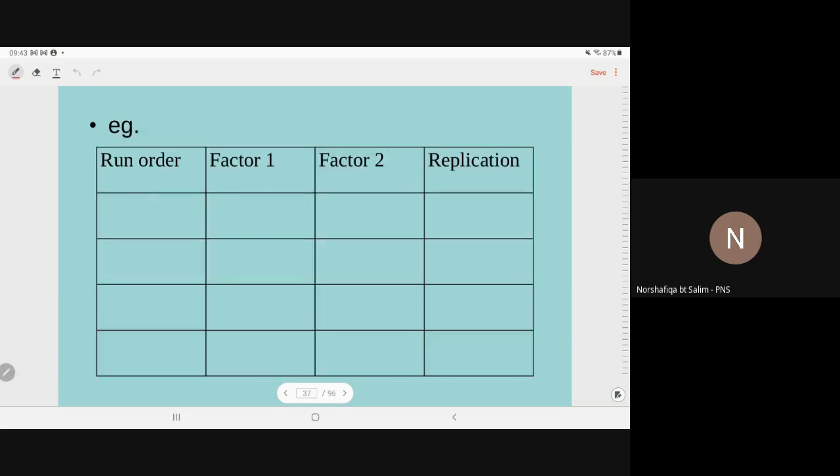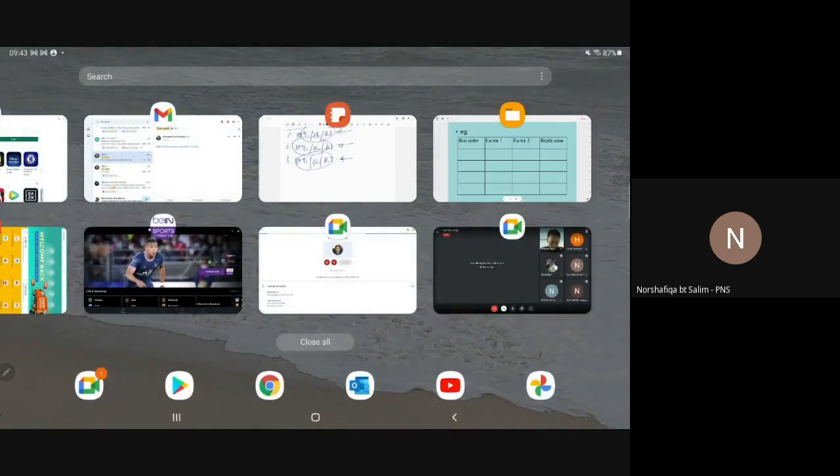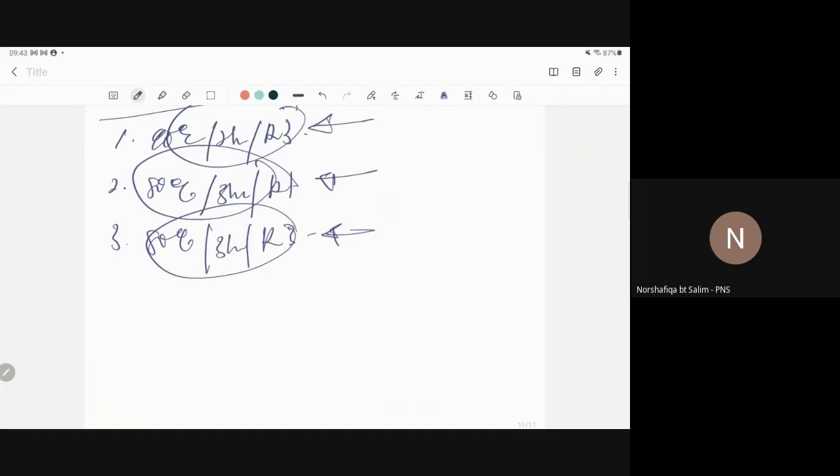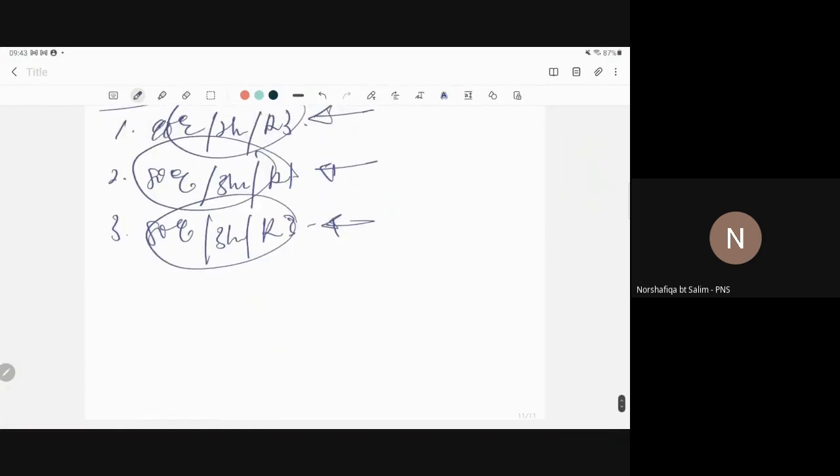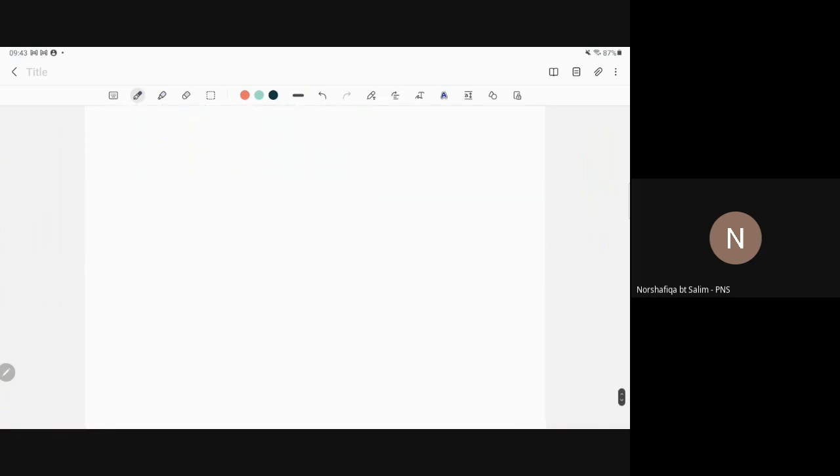Untuk all the 27 samples ni, kena run serentak ke atau boleh? Maksudnya, buat a few, first 9 sample dulu ke? Atau kena buat semua serentak? Okay, so the best is kena buat semua serentak lah. Okay, the reason being that it reduces any possible errors ataupun any possible confounding factors.